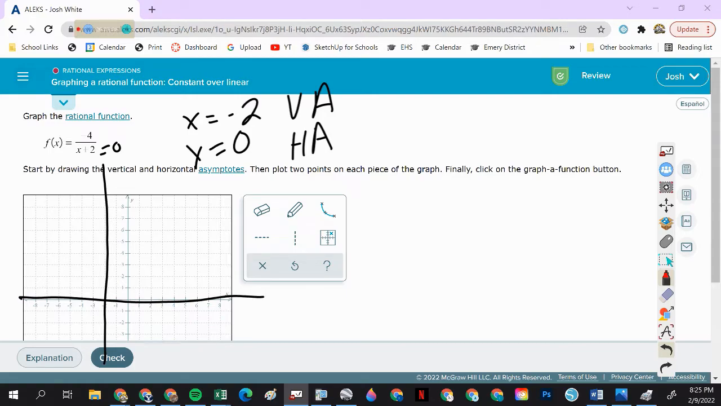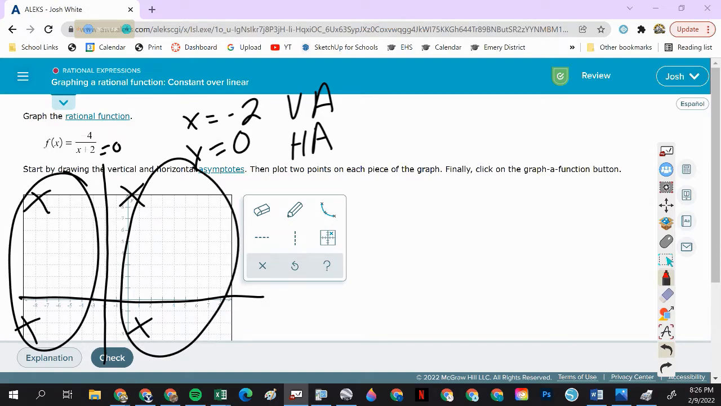Now it says, plot 2 points on each piece of the graph. So we sort of have 4 areas. And vertically, a rational expression can only show up in one of the 2 areas. So there's going to be one piece of the graph here and one piece of the graph here. We just need to figure out where they are.